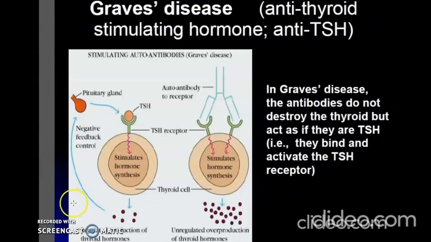In Graves' disease, the antibodies do not destroy the thyroid but act as if they are thyroid stimulating hormone, that is, they bind and activate the TSH receptor.